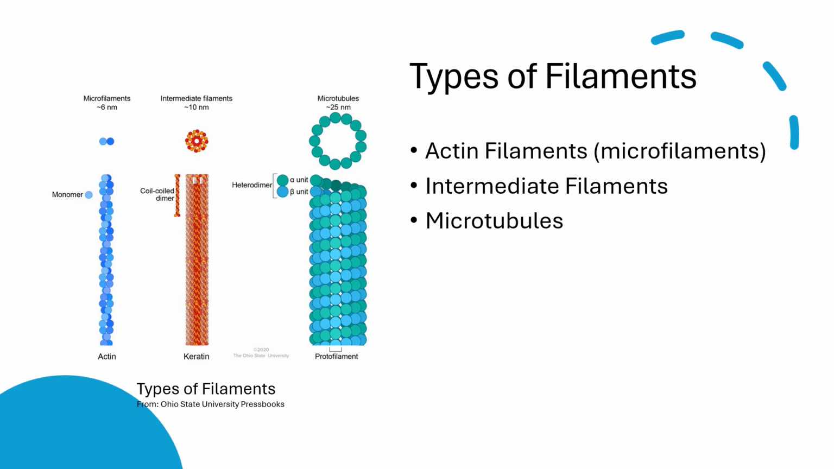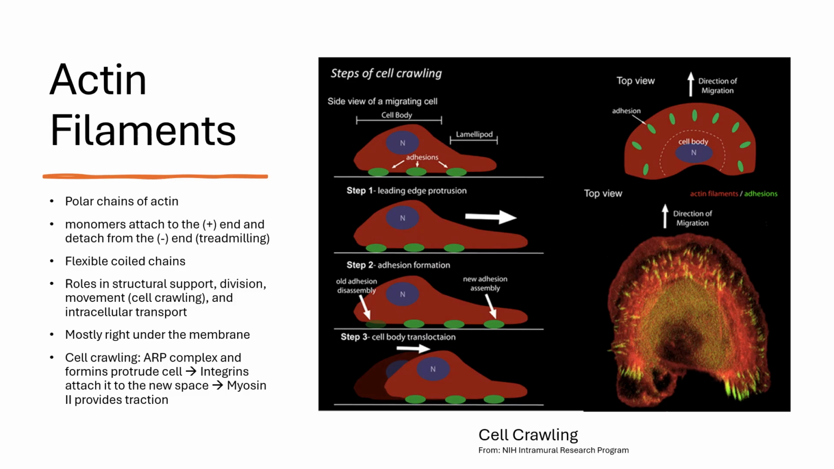There are 3 types of filaments in the cytoskeleton: actin filaments, also known as microfilaments, intermediate filaments, and microtubules. Actin filaments are polar chains of actin. Monomers attach at the positive end and detach from the negative end. They can use this to move around in a process called treadmilling.